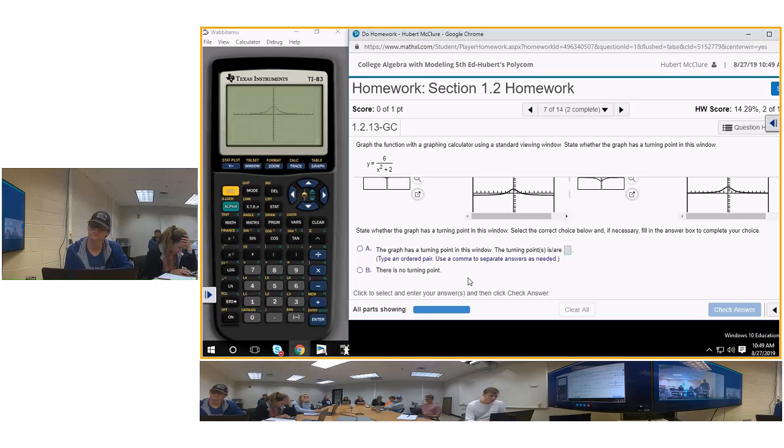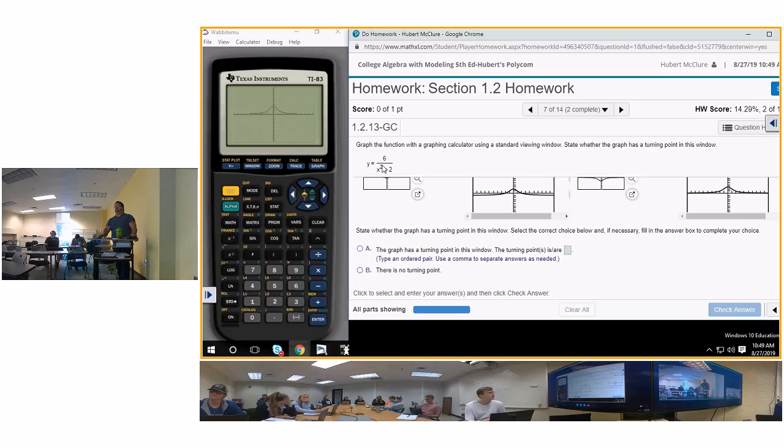Yes, it has a turning point. Because what's 2 minus 1? 1. So you have at least 1 turning point. You always take the degree minus 1, and that's your turning point. Again, degree is what? That's where x squared is a degree. It's a second degree. So what's 2 minus 1? 1. So you have 1 turning point.